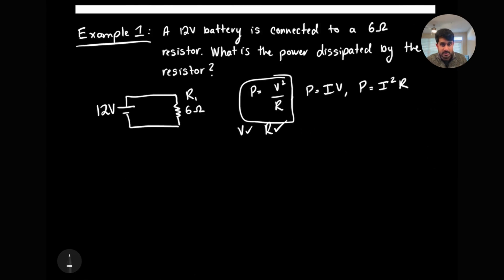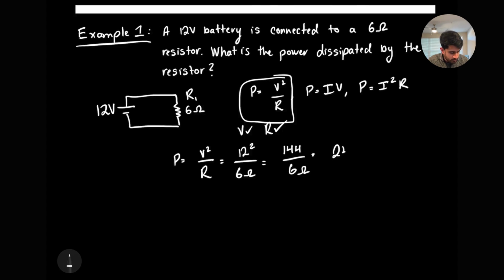So let's actually plug and chug into this equation. P equals V square over R. The voltage of this circuit is going to be 12 volts. So we have 12 square, and the resistance of the circuit is 6 ohms. This is equal to 144 over 6 ohms, which is going to be equal to 24 watts. So 24 watts of power, whether that be through heat, motion, whatever that resistance is really set up to do, 24 watts of power is going to be dissipated by that single resistance.